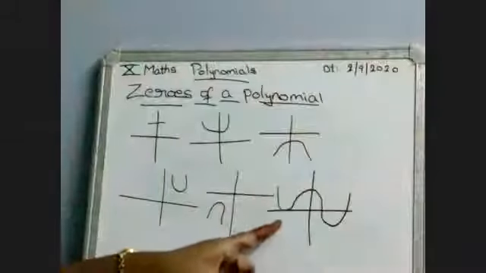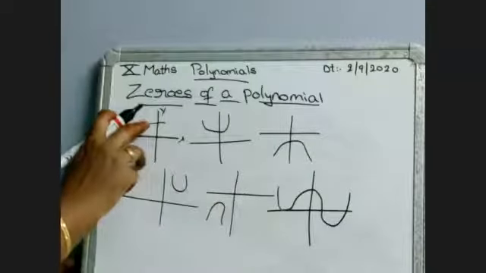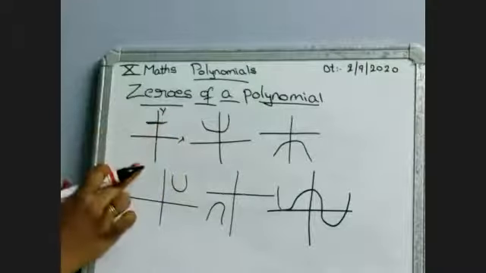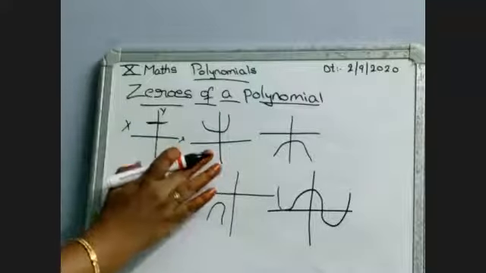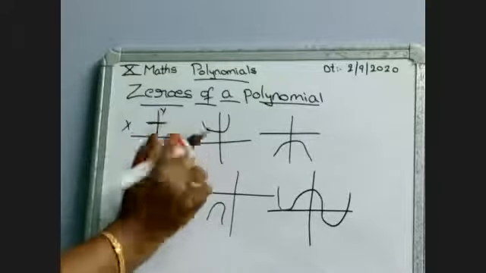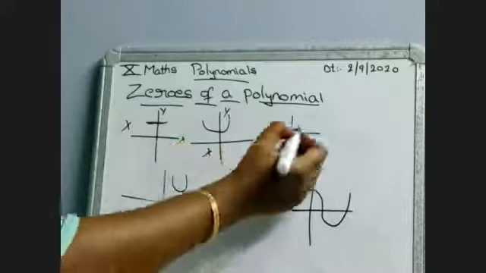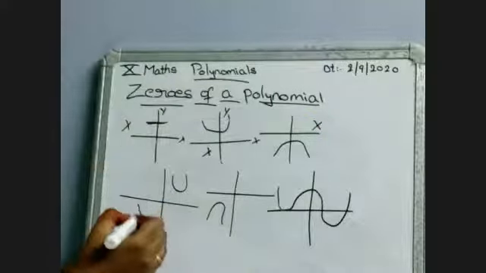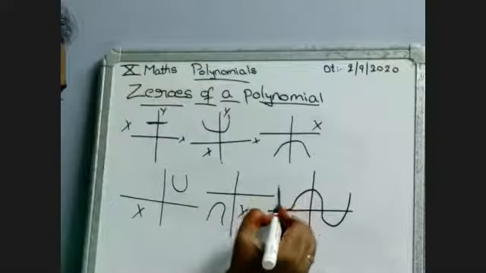Suppose you take a graph like this. This is the x-axis, this is the y-axis. But this line, whatever the line or graph is, is cutting only the y-axis, not the x-axis. So it is not the zeros of the polynomial. This one is also cutting only the y-axis, not the x-axis, so it is also not the zeros of the polynomial. This one also not.